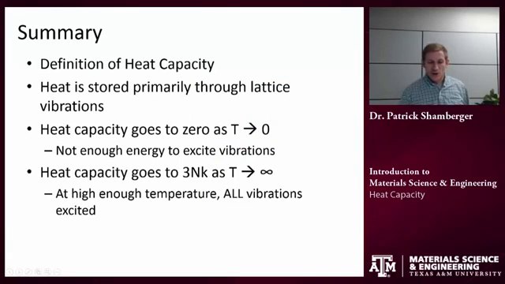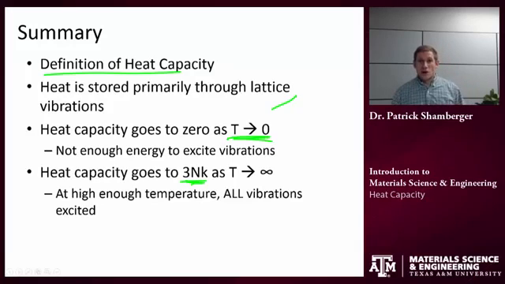Okay, so in summary, we talked about a definition of heat capacity: how much heat or energy does it take to raise the temperature by 1 degree? Heat is primarily stored through lattice vibrations. There are other mechanisms, but they're usually relatively minor. A couple things to remember: heat capacity goes to 0 as temperature goes to 0, because we don't have enough energy to excite these thermal vibrations. And heat capacity goes to some uniform value as temperature increases and increases, because at some high temperature, we've excited all the vibrational modes that are possible in that given solid material.